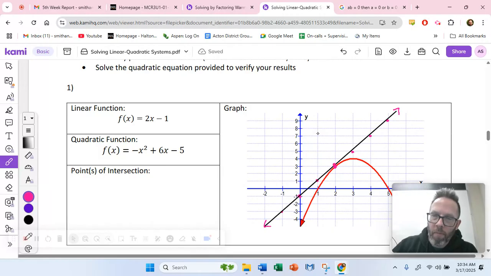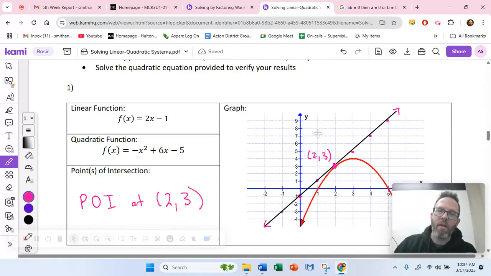All right, so point of intersection, we already knew this. We're just copying it down to this practice one. The point of intersection, there's only one at 2, 3. So when you apply our new method here, and when we solve our equation for x, we're expecting to only get one answer. That's interesting. Let's see how that plays out when we apply our new method.